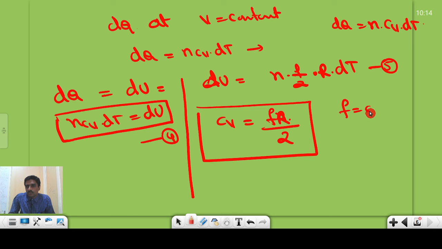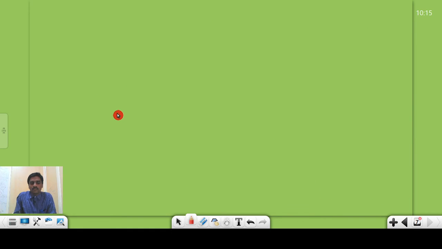where f is equal to the degree of freedom of the gas, or degree of freedom of the system, and R is equal to the ideal gas constant. We are already well familiar with this one. So the degree of freedom for the monoatomic gas, what is the value? So the f value and Cv value for different cases we are taking.